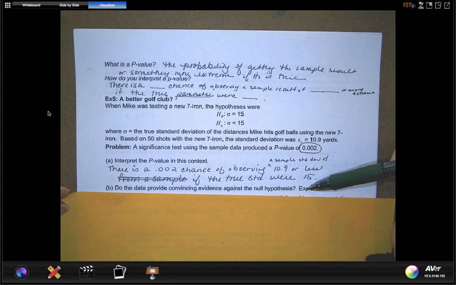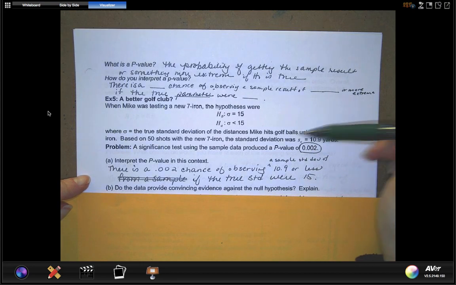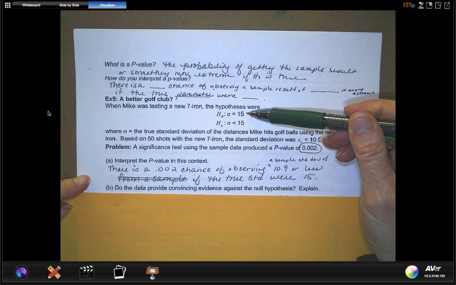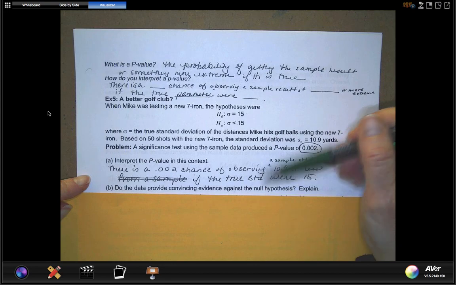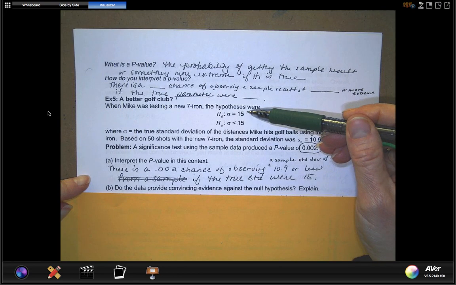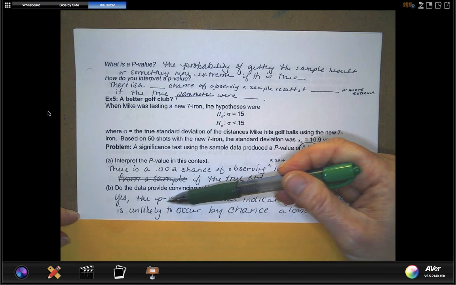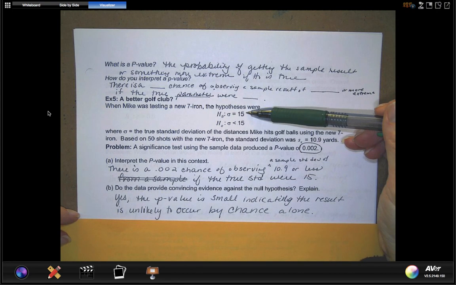All right, do the data provide evidence against the null hypothesis? Think about what this is saying here. It is not likely for him to observe this sample standard deviation if this is the true standard deviation. So yes, I have evidence against this because it's not likely for me to see this value if this were the true value. So since it's not likely for me to see that, I can say yes, the p-value is small, indicating the result is unlikely to occur by chance alone. It's not likely for this to happen.